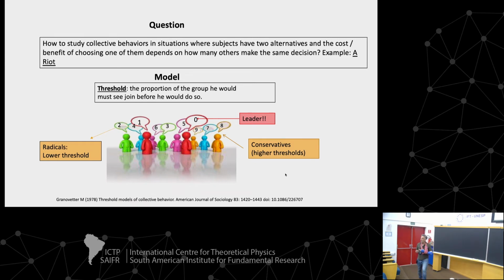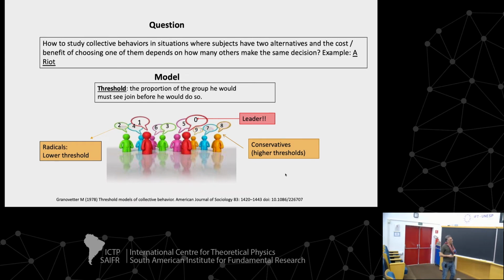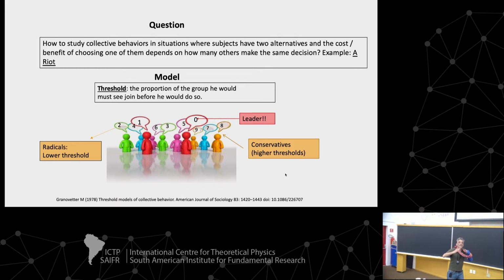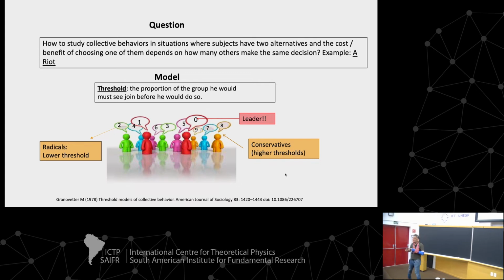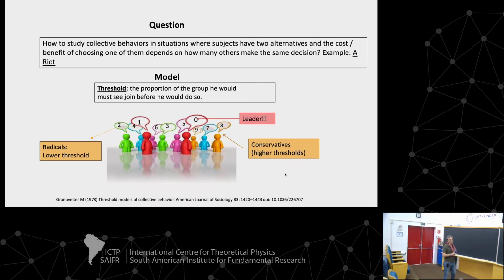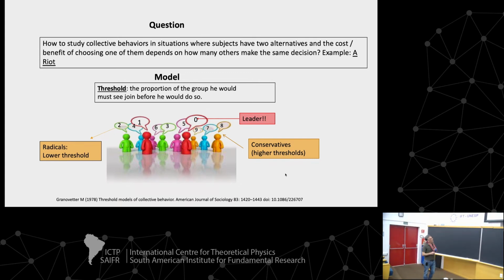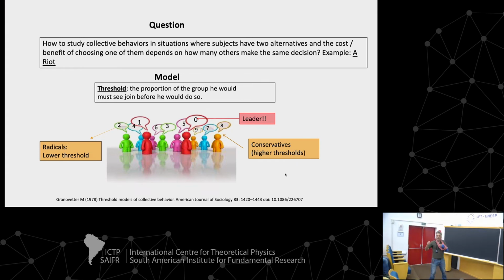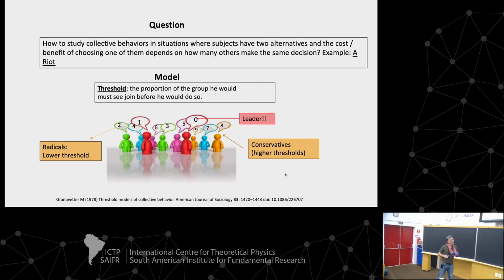And he proposed a model that is the basis of many other models that we are going to find in the literature of social systems, the threshold models. In the threshold model, each agent is characterized by a threshold. In the Granovetter model, the threshold represents the proportion of the group he must see join the riot before he is going to join.